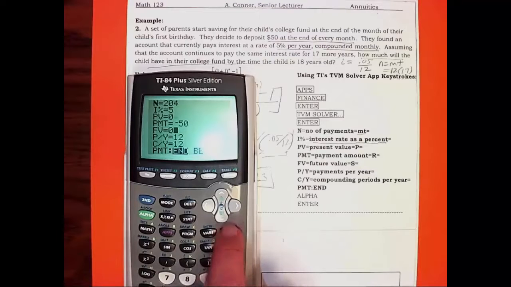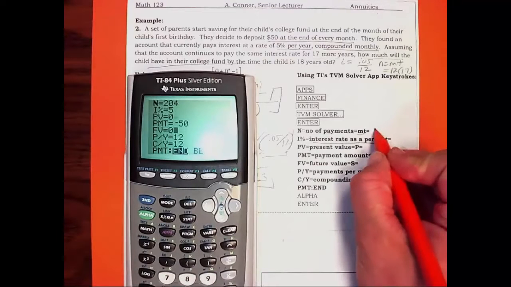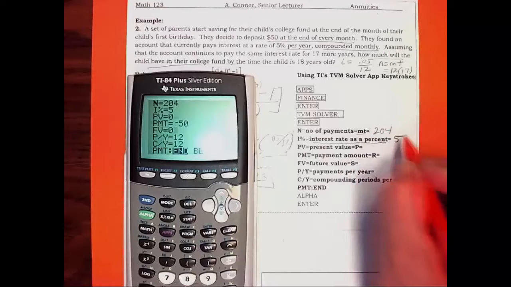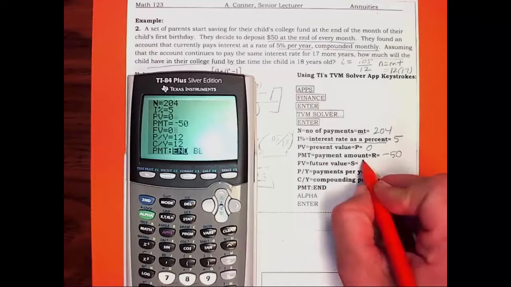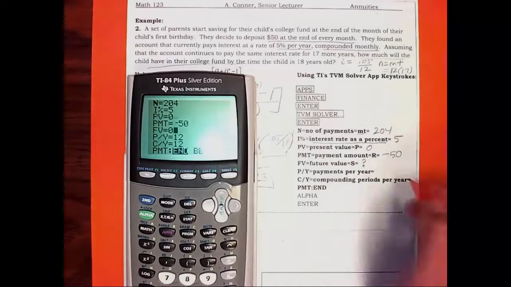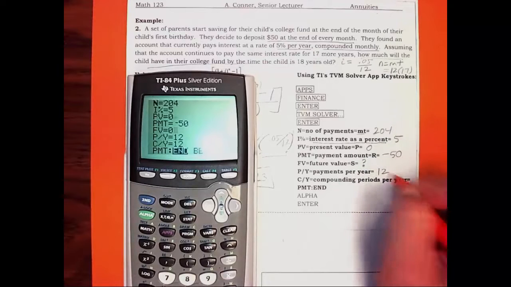So let's start filling this stuff in. So 204.5, nothing in the account to start with. If there was, we would have a negative with whatever number, payment, $50, and then future value is what we're trying to figure out. Let's just put a question mark on our paper and then this is compounded monthly. These two numbers will always be the same.